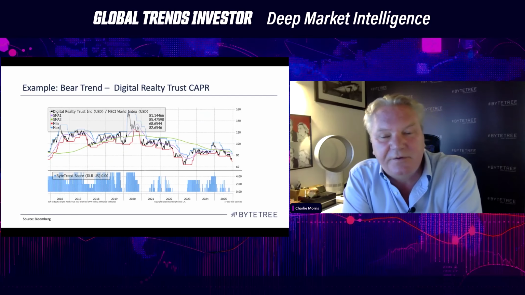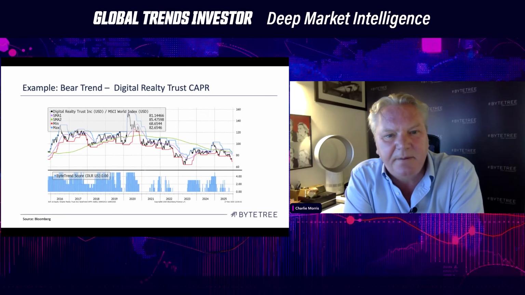Finally, Digital Realty Trust, one of these data center companies in America, huge capital expenditure, and the negative vibe is now coming through for this sector, and it's made a 30-week relative low within a downtrend. So we highlight that as a bearish chart, and of course there are many more of these on the list.